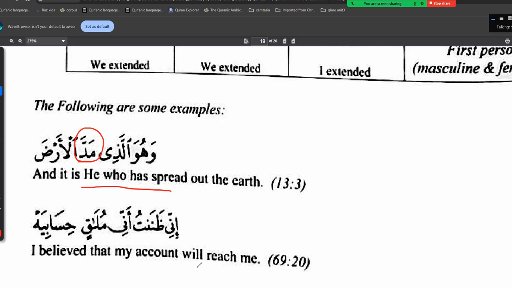Inni dhanantu anni mulaqin hisabiyah. I believe that my account will reach me. So which is the double-legged verb in this ayah? Dhanantu. This is from dhanna yadhunnu. So here two noons are separated. Dhanna, right? So dhanantu is, what is it? Is it huwa, huma, anta, ana? It is ana, right? It's dhanantu, like madadtu. I believe that my account will reach me.